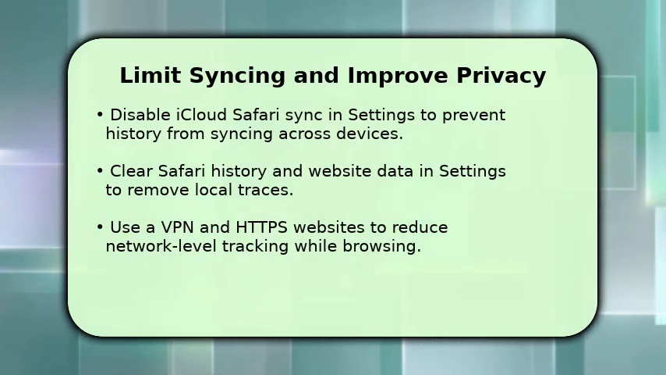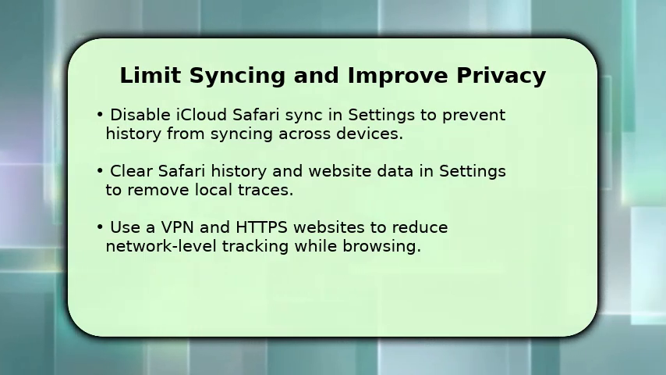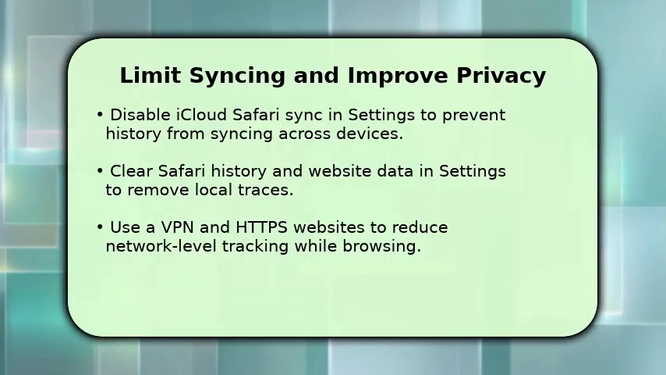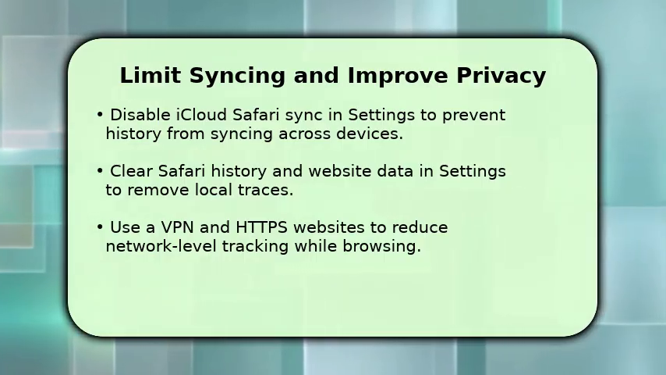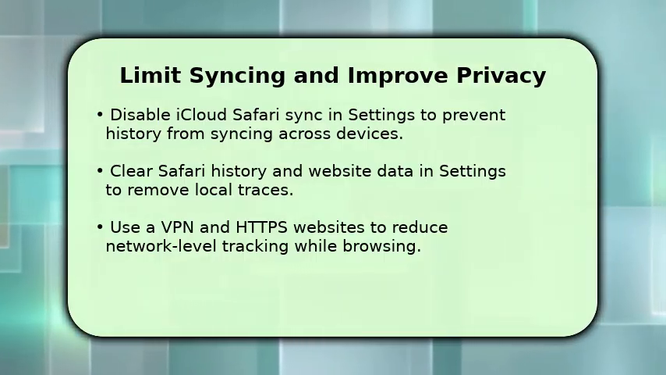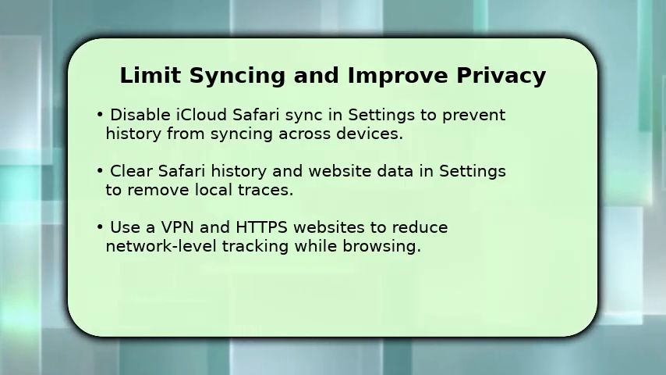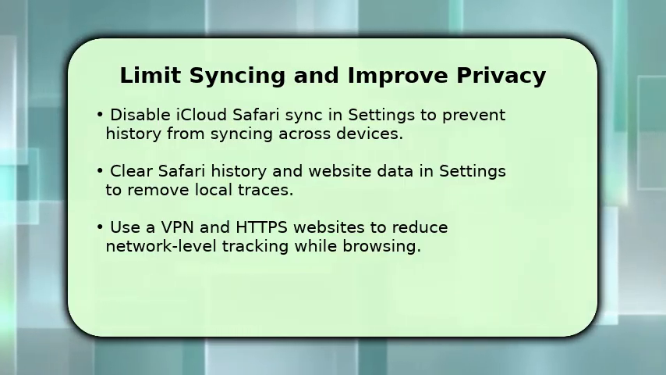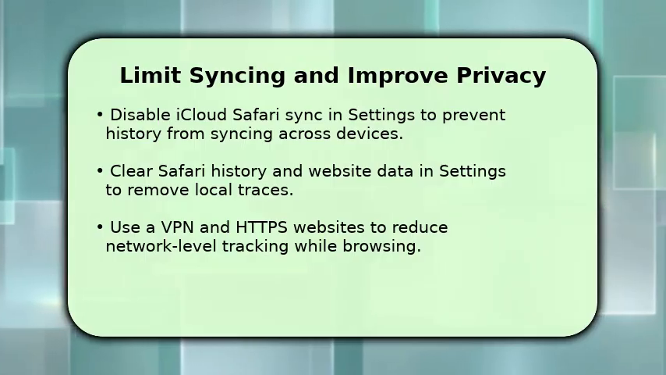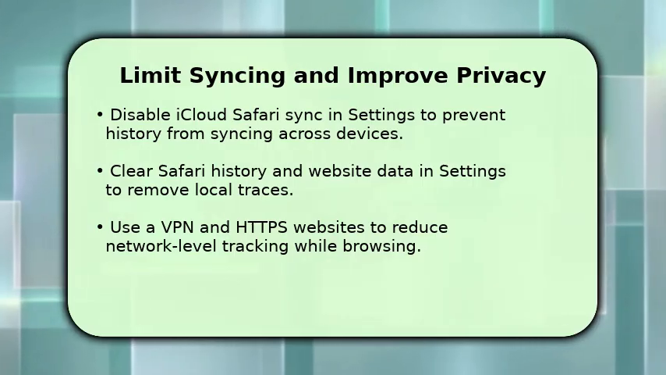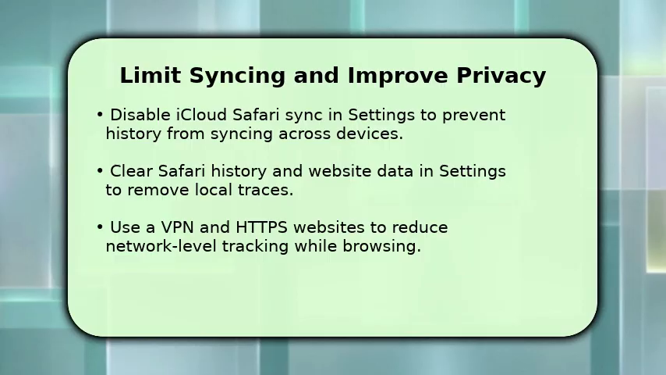To prevent private sessions from leaking to other devices, open Settings on the iPhone. Tap your name, then iCloud, and toggle off Safari to disable iCloud Safari Sync. Next, open Settings, scroll to Safari, and choose Clear History and Website Data to remove local traces. For added network privacy, use a reputable VPN and prefer HTTPS websites to reduce network-level tracking.